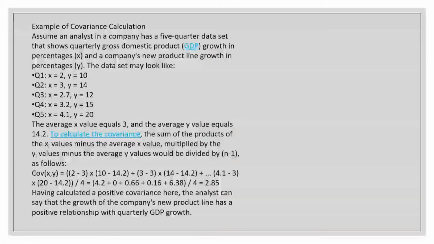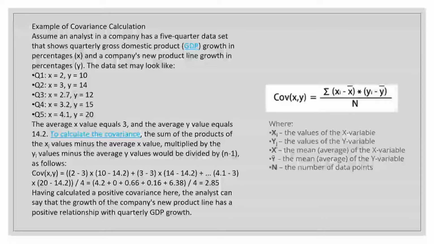The first numerical is based on the covariance. So I'll read the question. Assume an analyst in a company has a 5-quarter data set that shows quarterly gross domestic product, that is GDP growth in percentage X, and a company's new product line growth in percentage Y. This is the data set that is given to us. So we are going to use this formula that we studied. This is the formula for covariance.